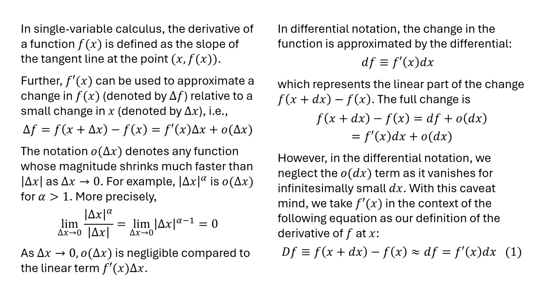In single variable calculus, the derivative of a function f of x is defined as the slope of the tangent line to f of x at a point x, f of x, this point here. You should know that from basic calculus. What I want to do is generalize this so we can have something similar for vector and matrix functions.